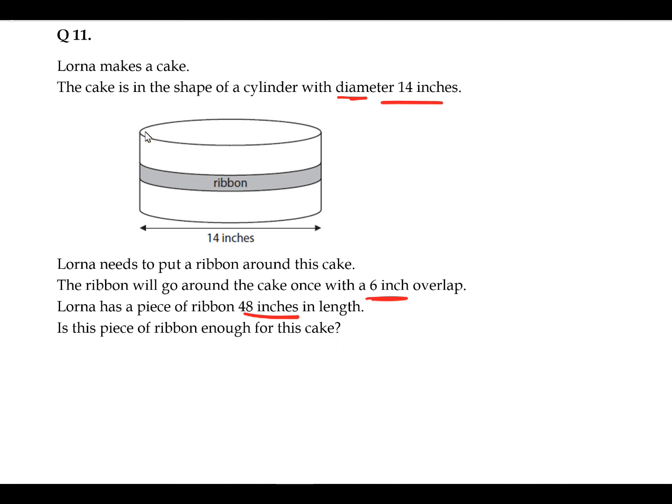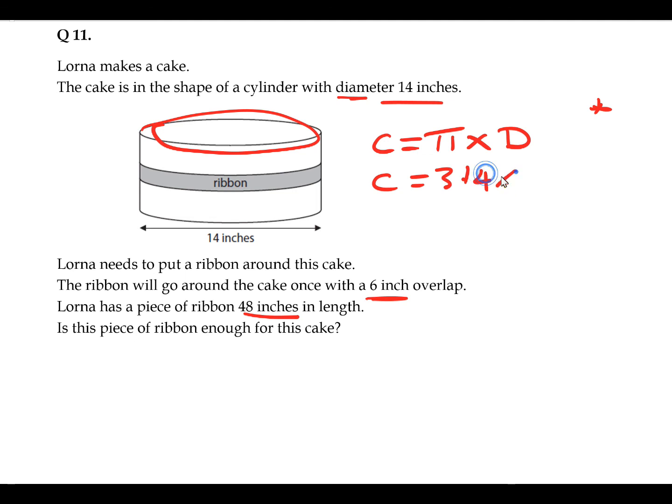So to work out how much ribbon goes around the cake, we need the circumference of our cake, which is equal to pi times the diameter. And you need to remember that for the exam. You're not going to be given it. So the circumference is 3.14 times the diameter, which is 14. Put this in your calculator and you get 43.96 inches.